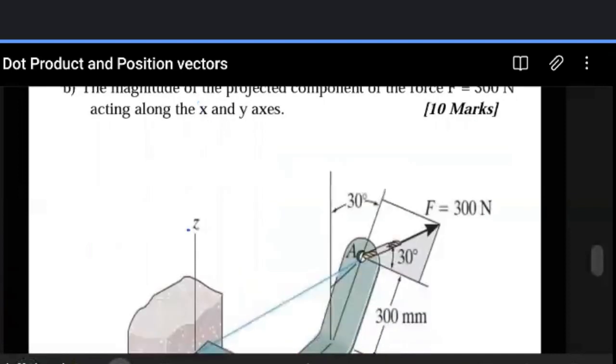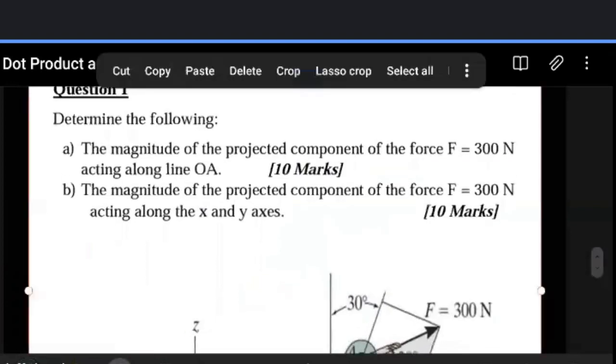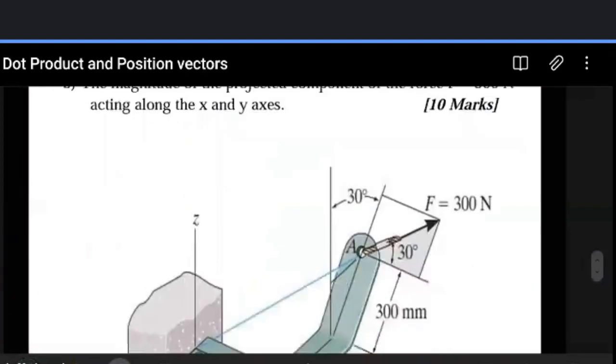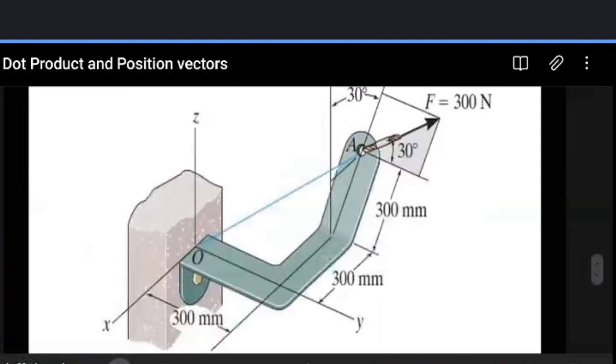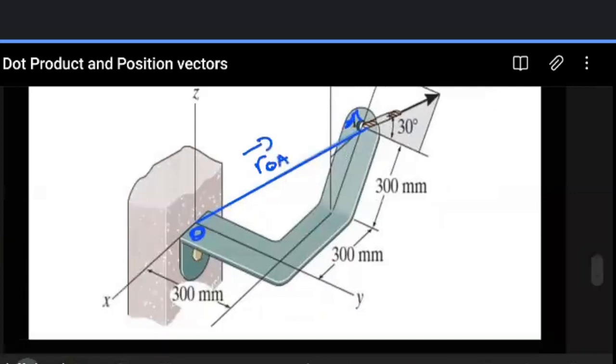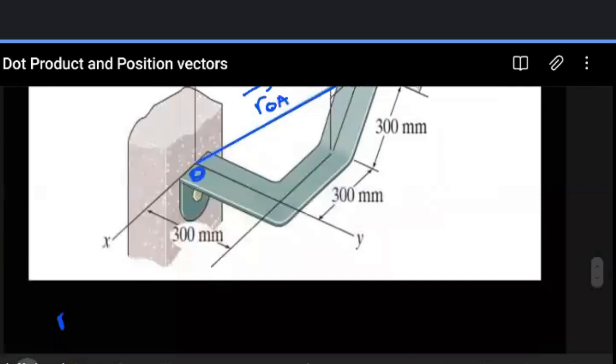For the first one, we want F along OA. But first, let's find where O is. O is here. A is here. So the axis we're dealing with is from O to A. So this is what we have. Let's find a position vector from O to A. Let's find this vector, rOA. How do we do it? Starting from O, we're going to A.